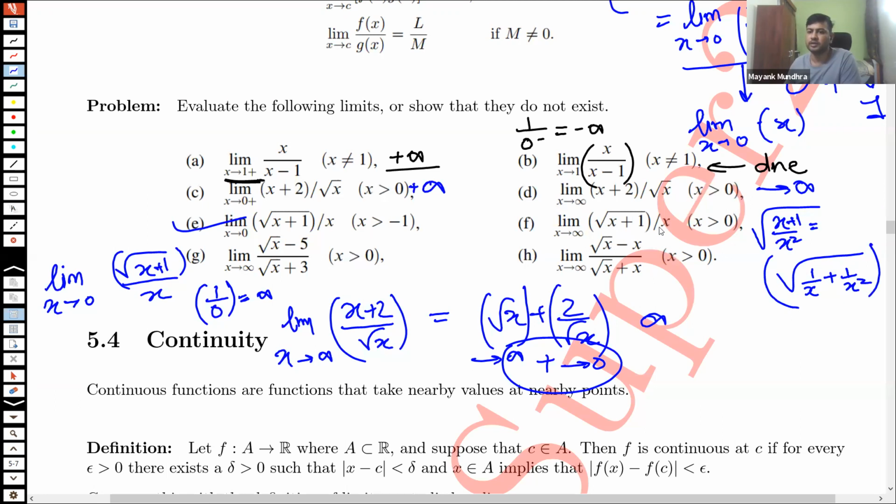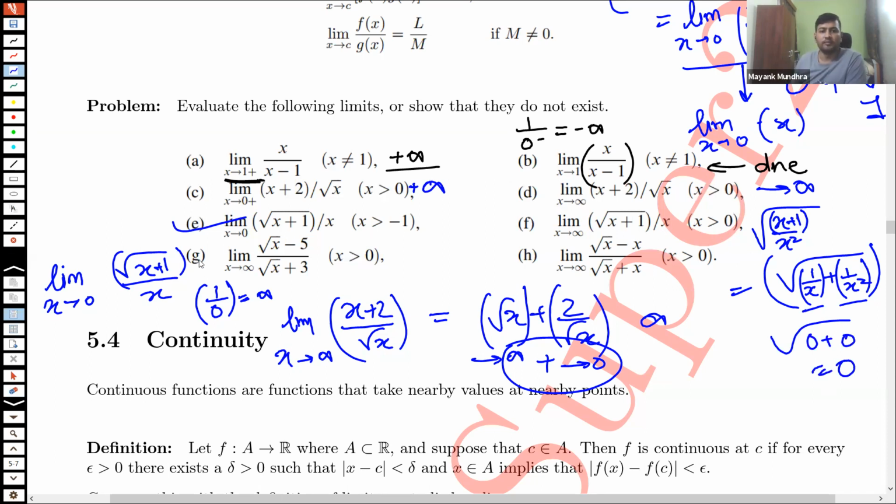Very good. So she basically took the x square underneath the under root. So she gets x plus 1 by x square. Then you can split it. x by x square is 1 by x, and 1 by x square is 1 by x square. So this is 0, this is 0, so this becomes under root 0 plus 0, which is basically 0. Okay, so this is going to be 0.